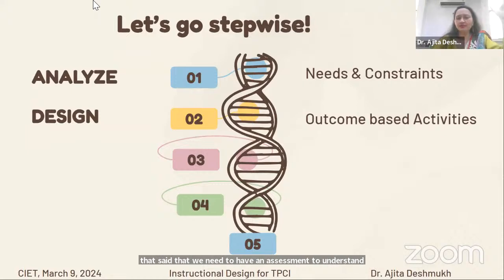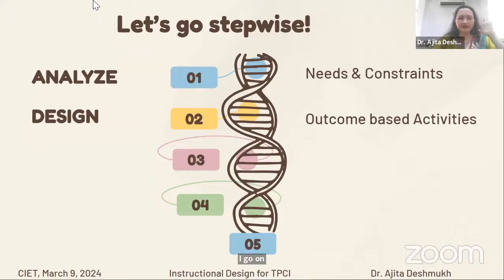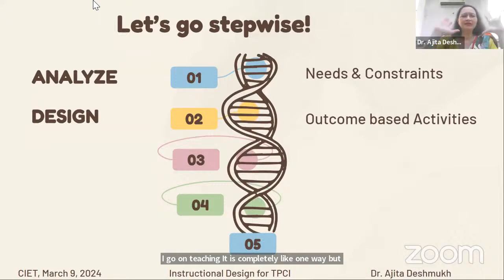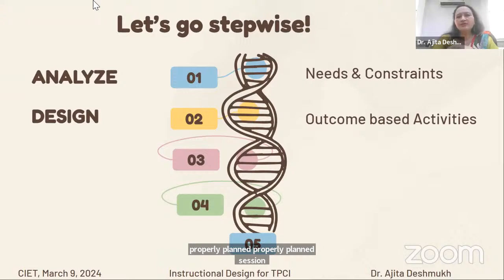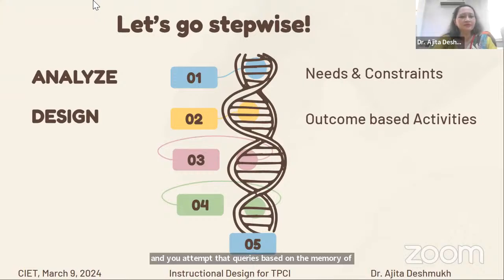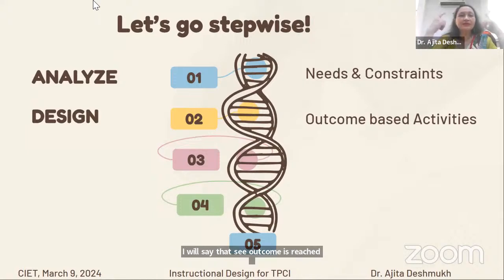So just understand this scenario a little. I go on teaching, okay? It is completely one-way traffic. It is a properly planned session, my resources are all fine, and I keep speaking while you keep listening. After that I just take one quiz and you attempt that quiz based on the memory of whatever you've heard. And I will say that, see, the outcome is reached. Well, that's a big question, because that was not active. That was only memory based.